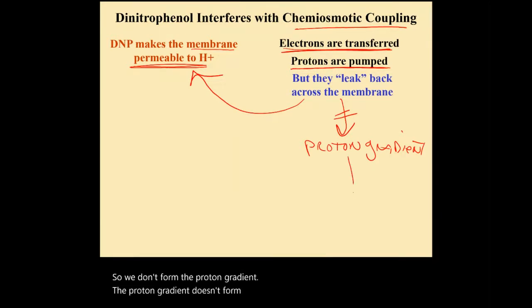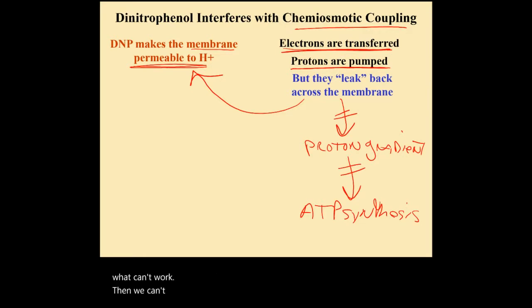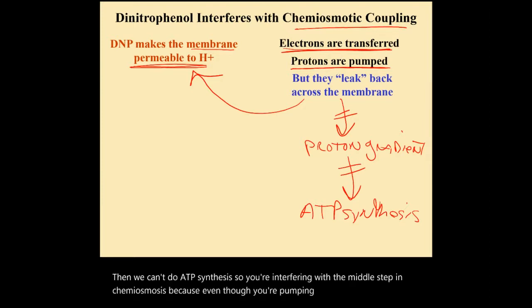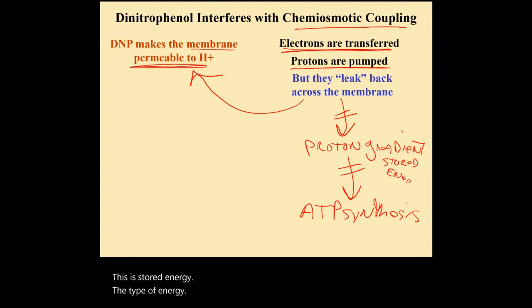And if the proton gradient doesn't form, what can't work? Then we can't do ATP synthesis. So you're interfering with the middle step in chemiosmosis, because even though you're pumping the protons, the pumping of the protons does not lead to the formation of that stored energy. Remember, this is stored energy, the type of energy that the enzyme ATP synthase needs, okay? All right, so they leak back in across the membrane.